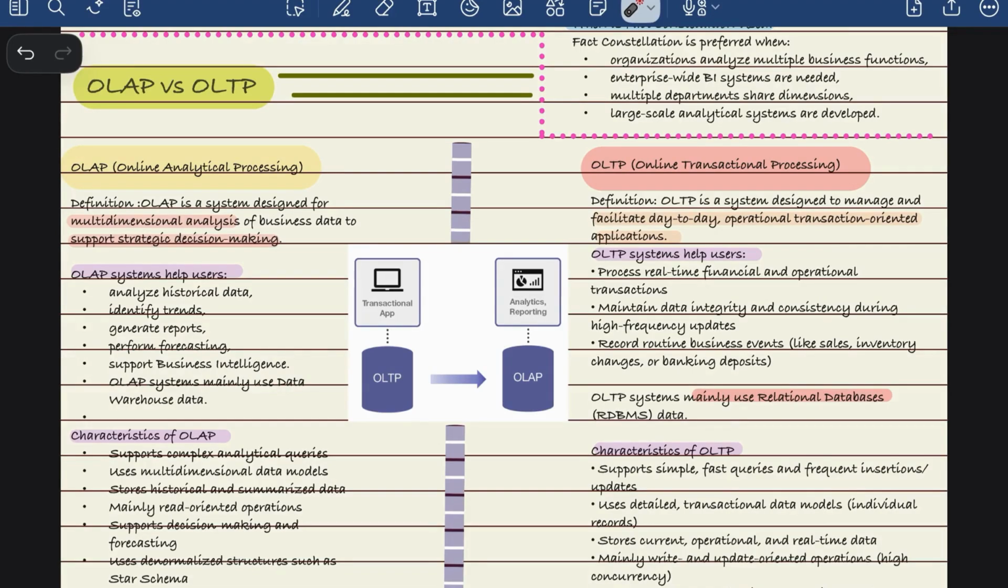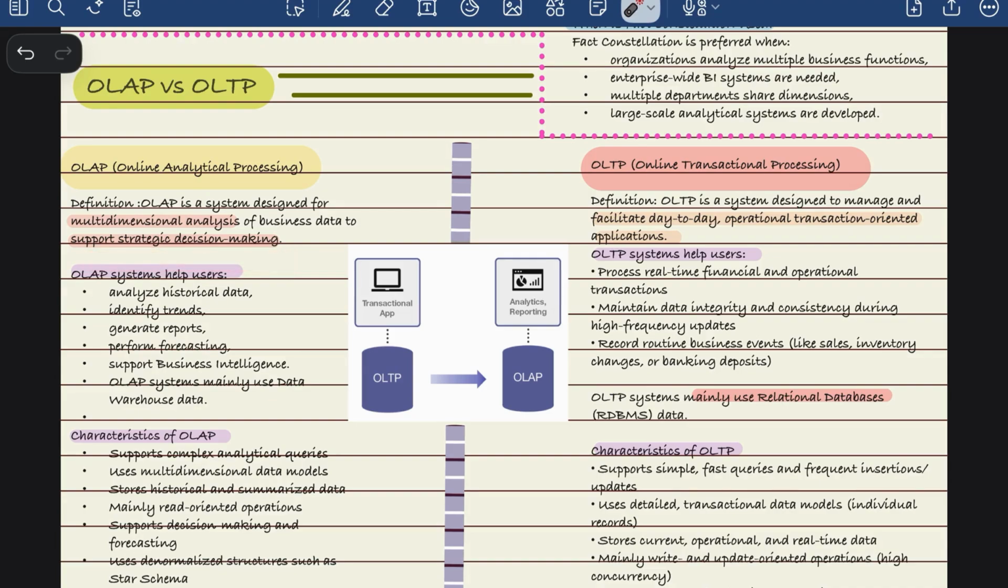Alright guys, you absolutely need to memorize this before walking into your exam hall, that is OLAP versus OLTP. Alright, so what is OLAP? What is this fuss about? So OLAP is a system designed for multi-dimensional analysis of business data to support strategic decision making.